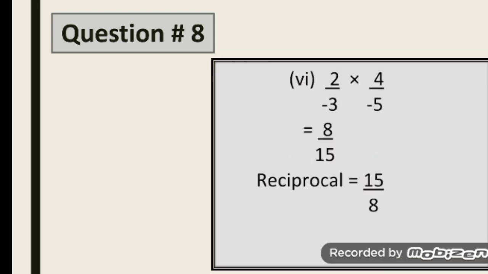Now see the part 6. In this part, first of all we will solve this question. 2 for the 8, -3 multiplied by -5 will be equal to 15. The answer of this question is 8 by 15. Now we find the reciprocal. The reciprocal of 8 by 15 will be equal to 15 by 8.